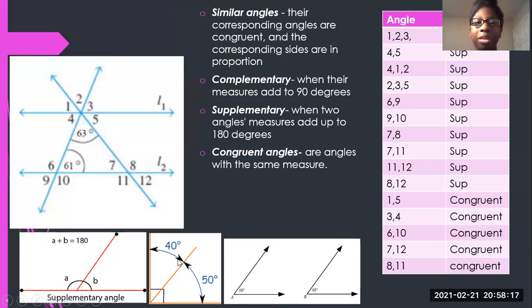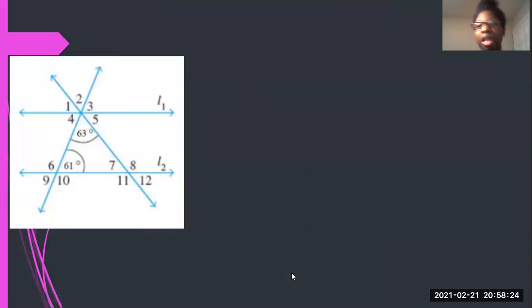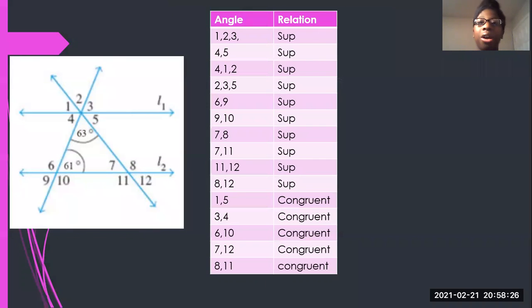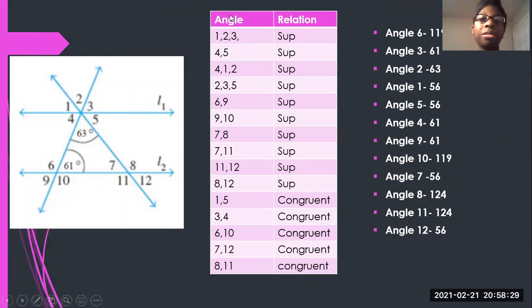Again, supplementary, complementary, and similar or congruent angles. Now let's go to the next slide. Again, here goes our chart. Now here go our answers. Like I said, we have opposites, which are the same angles. So 6 and 61 equals 180, which means 180 minus 61, so 6 would be 119. But we also know that 6 and 10 are congruent, which means 10 will also be 119, as we have in this chart right here.